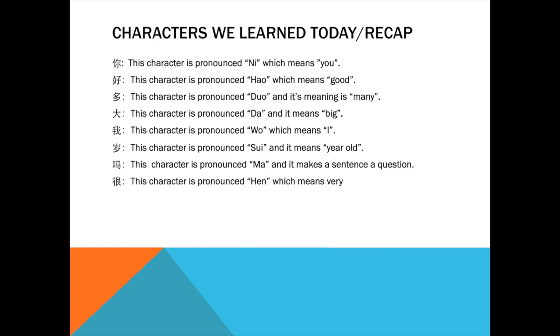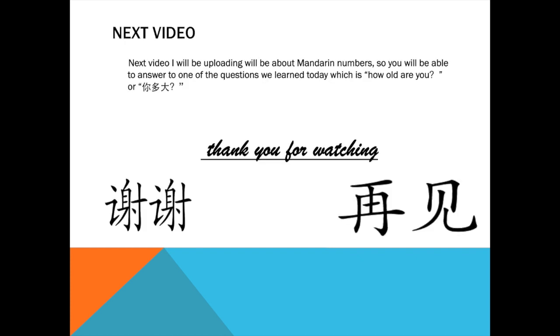Next, we learned the character wo in wo sui, and its meaning is I. Then we learned the character sui in wo sui, which means year old. And we also learned the character ma, and it makes a sentence a question word in ni hao ma. Finally, we learned the character hen in wo hen hao, which means very.